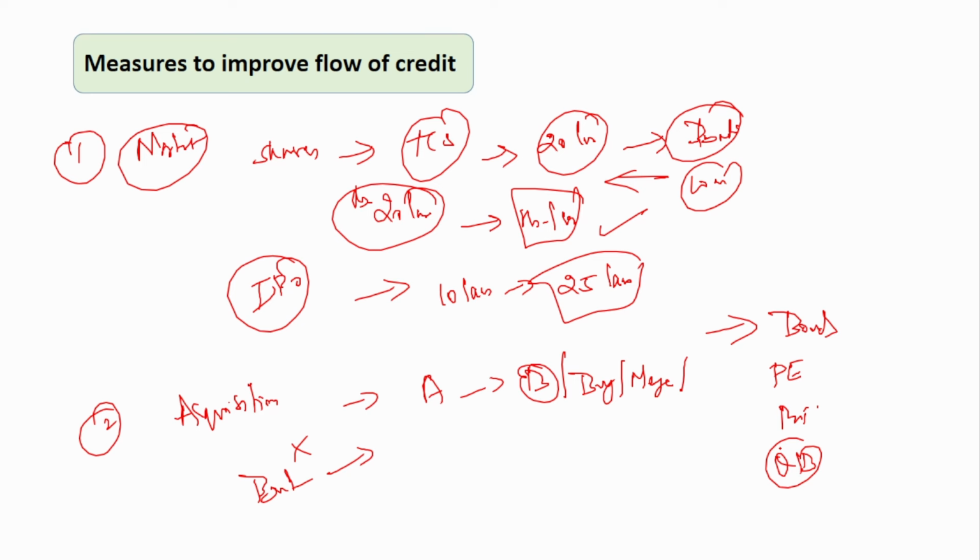But now RBI allows the banks to provide loans for merger and acquisition. Now the banks are allowed to provide. So apart from raising money through bonds or private equity, corporates now also have the option to get loans from the banks for merger and acquisition. So these are the two things done under this improving flow of credit.